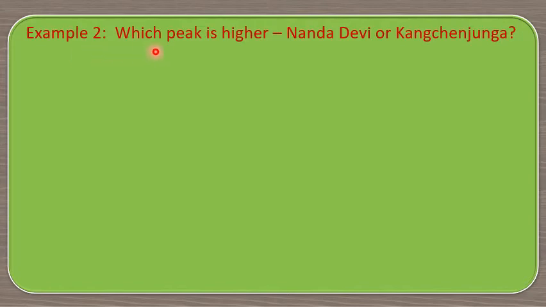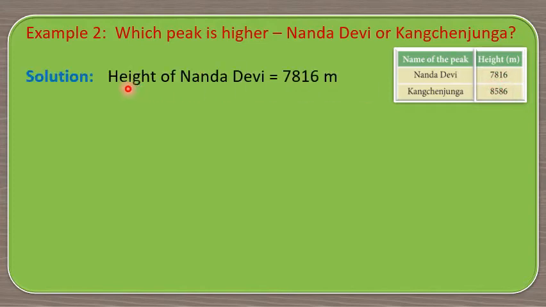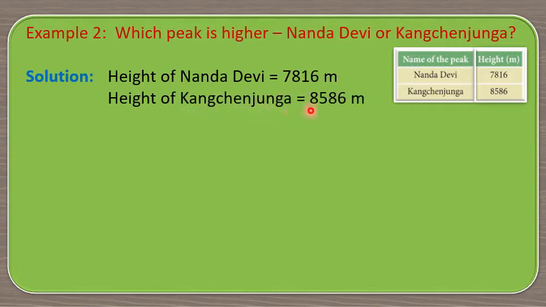Example number 2. Which peak is higher, Nanda Devi or Kanchenjunga? Again, to know the heights of these mountains, we will make use of the given table. Here, the height of Nanda Devi is 7,816 meters. Let us record or write down that here. Height of Nanda Devi is equal to 7,816 meters. Height of Kanchenjunga is equal to 8,586 meters.